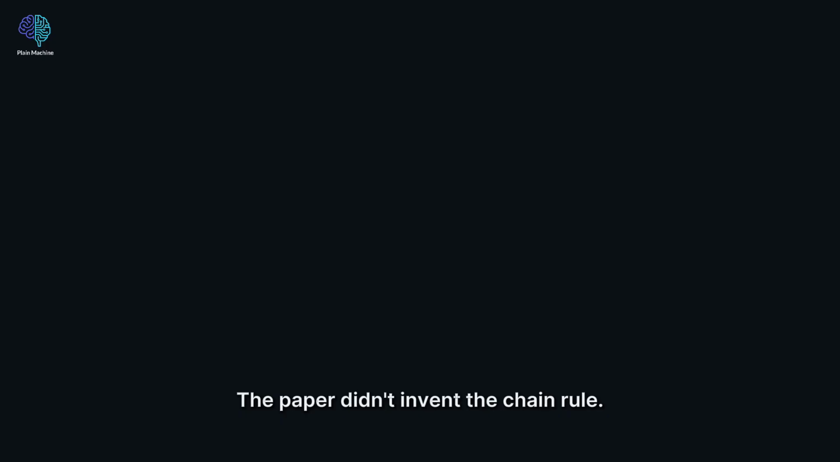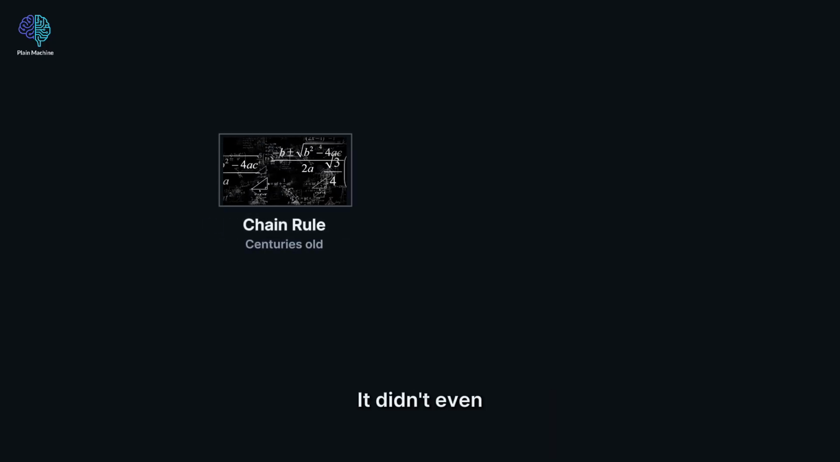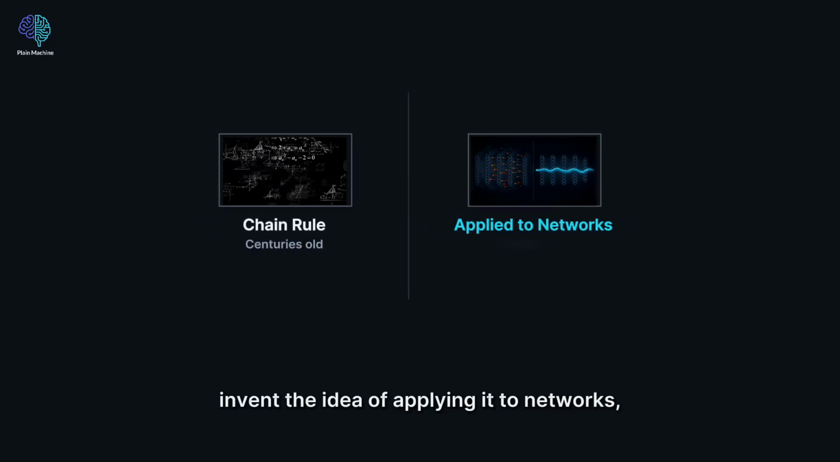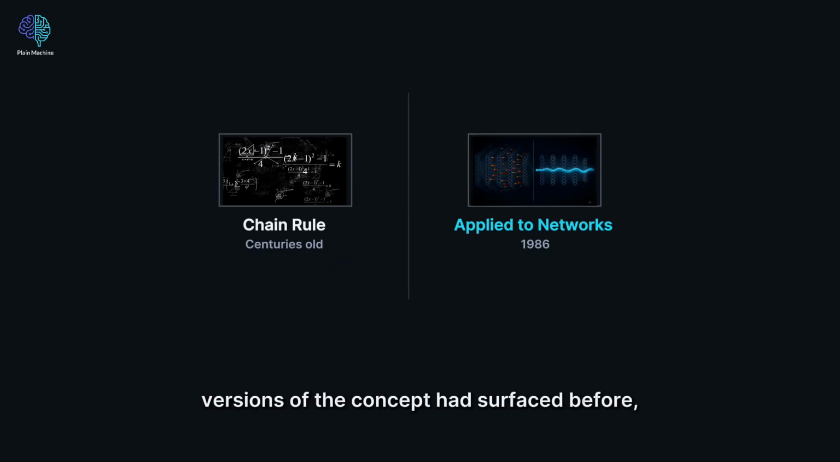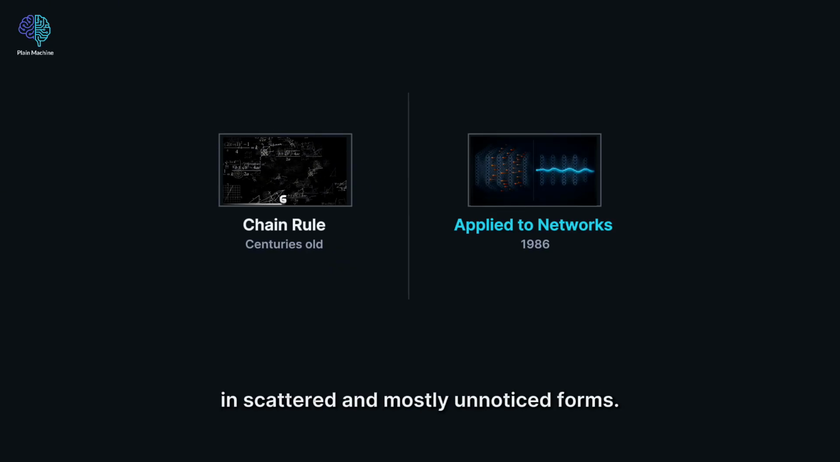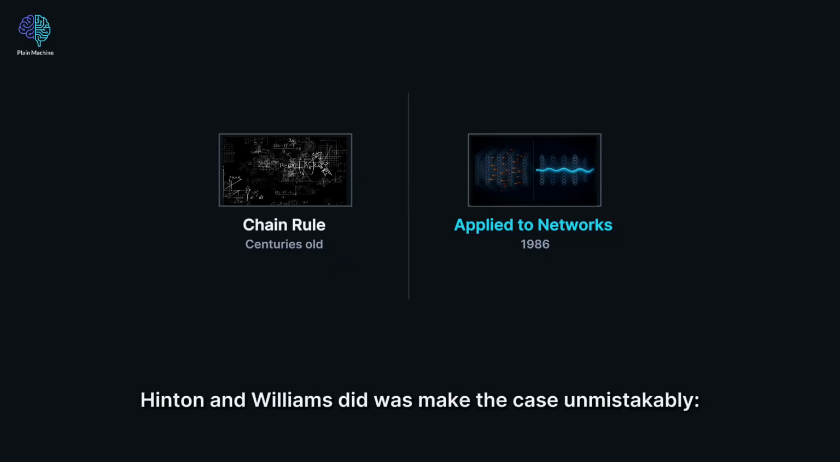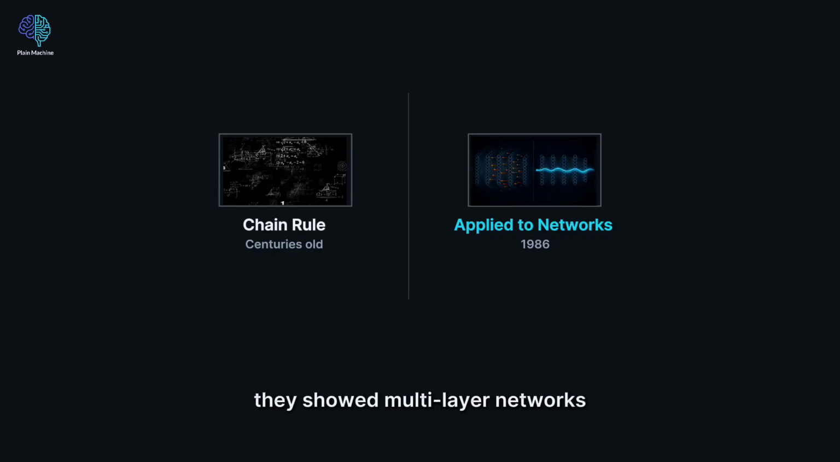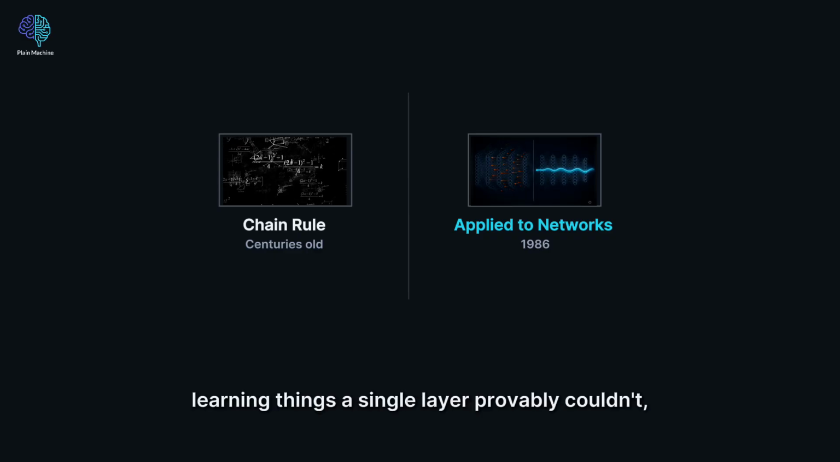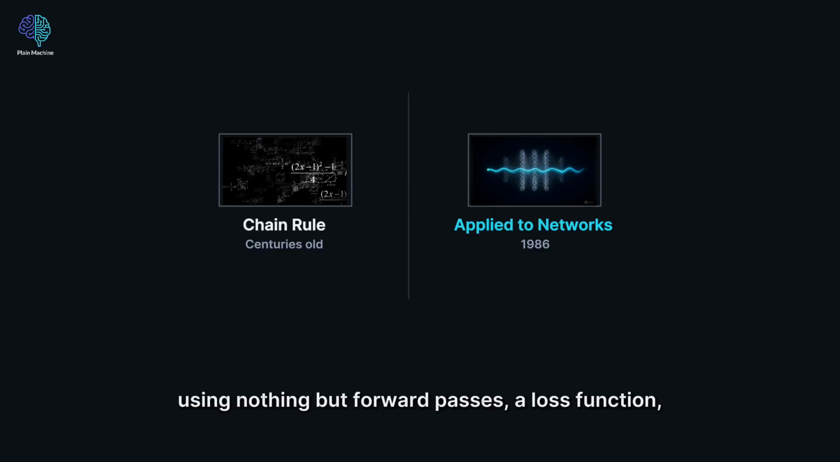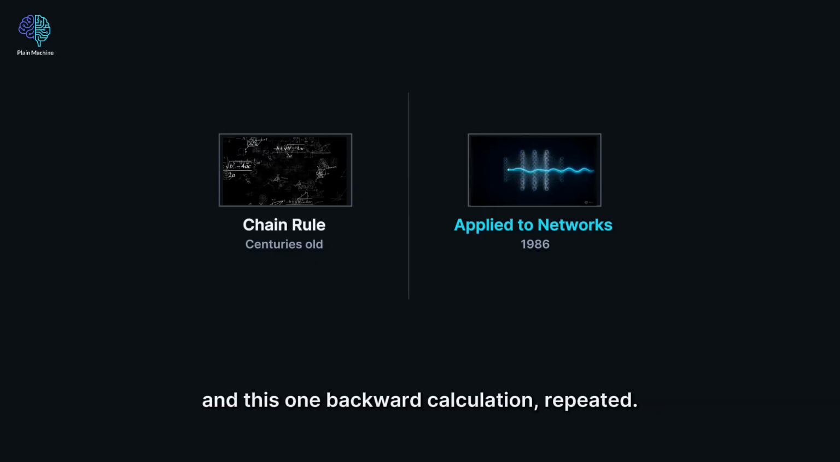The paper didn't invent the chain rule. It didn't even invent the idea of applying it to networks. Versions of the concept had surfaced before, in scattered and mostly unnoticed forms. What Rumelhart, Hinton, and Williams did was make the case unmistakably. They showed multi-layer networks learning things a single layer provably couldn't, using nothing but forward passes, a loss function, and this one backward calculation, repeated.